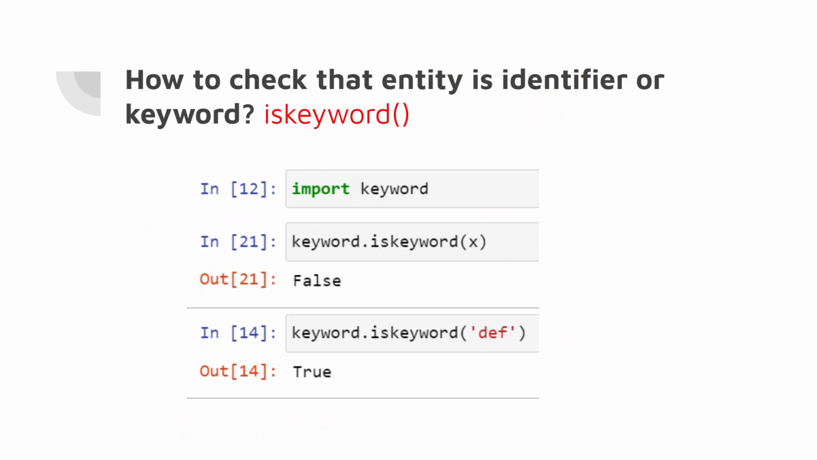So how to check that an entity is an identifier or not? This is the method we use. Import keyword, then the keyword.iskeyword function, and use your identifier. It will tell you false. If it returns false, that means it's an identifier. And def is a keyword, that's why it's showing true. So this method you can use. We will see the implementation.